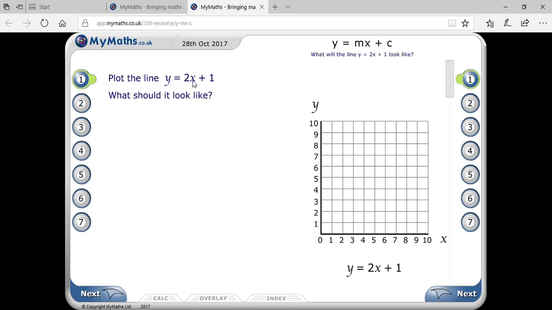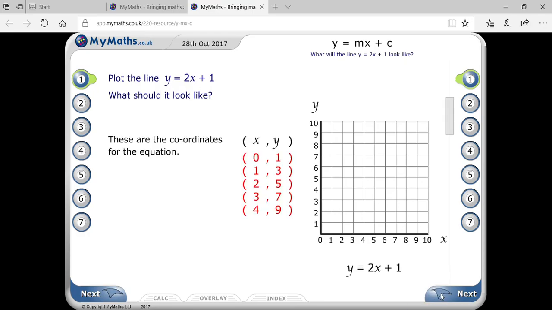Clear? When you plug in the values, x equals to 0, then you will get y equals to 1. X equals to 1, then y equals to 3. X equals to 2, then y equals to 5. X equals to 3, then y equals to 7. And x equals to 4, then y equals to 9. Clear? So you have to mention these points on graph paper.